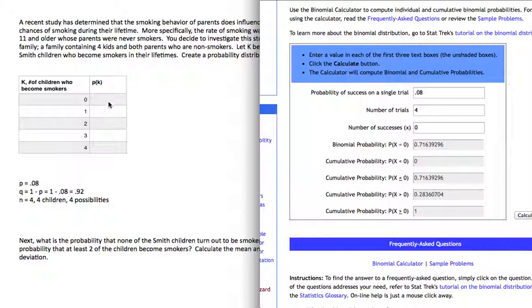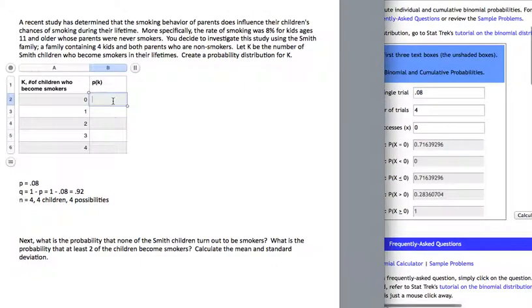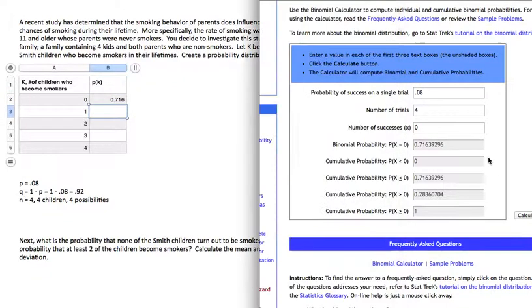So I'm actually just going to round this to the thousandths place, 3 decimal points, 0.716. That's telling us the probability of getting exactly 0 children who smoke out of the 4 is about 0.716. This next one down here says the probability of having less than 0 children smoke. Well, that doesn't make sense, right? This is less than 0. You can't have less than 0 children smoking.